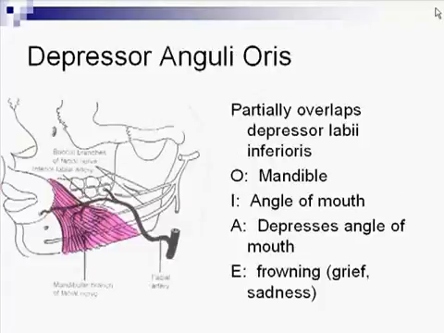Depressor Anguli Oris partially overlaps the Depressor Labii Inferioris. This muscle is also known as the triangularis. Look at the shape of the muscle. This depresses the angle of the mouth. The expression is frowning, as in grief, sadness.